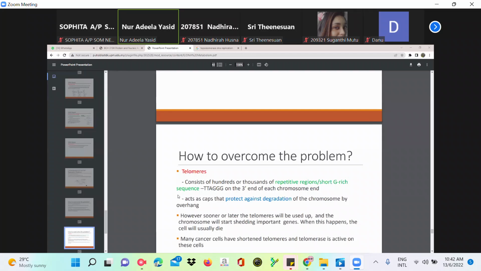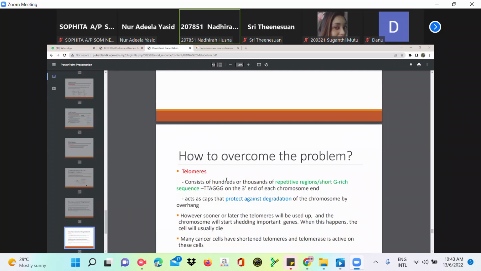Okay, so the DNA sequence of telomere consists of hundreds or thousands of tandem repeats of a short G-rich sequence. Okay, dia unique. Dia ada unusual structure and unique.